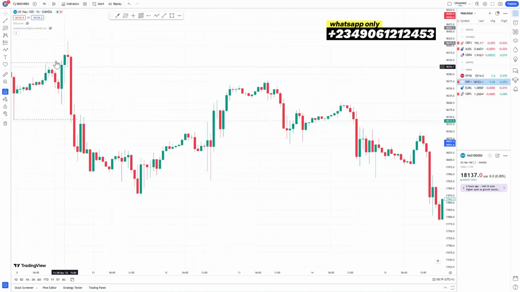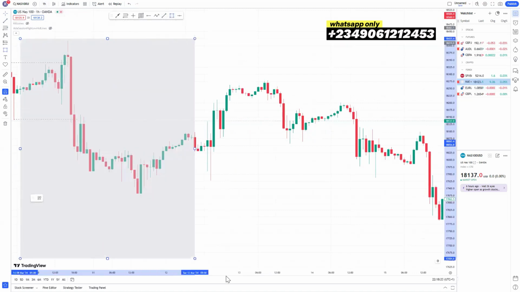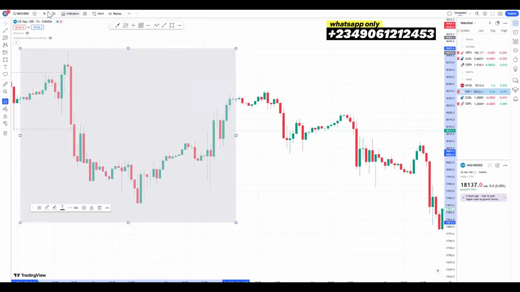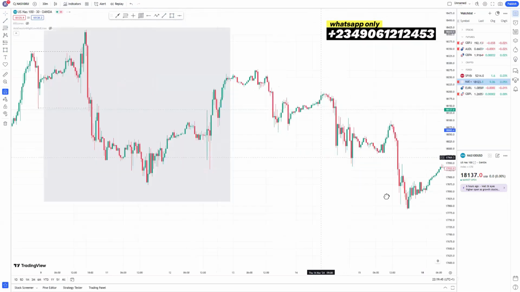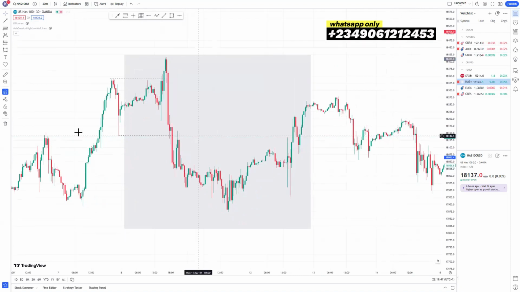Now guys, the truth right here is that if you check, let's highlight this point so that we can actually go back to it. You can actually find it on the lower time frame. So let's say we have this on the 30 minutes time frame. Take a look at this on the 30 minutes time frame.